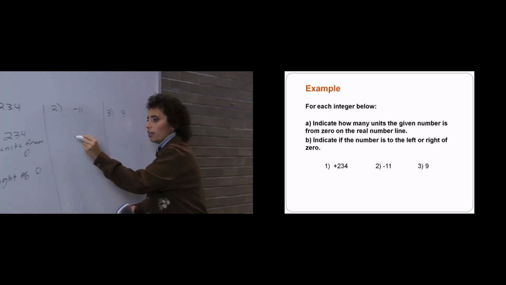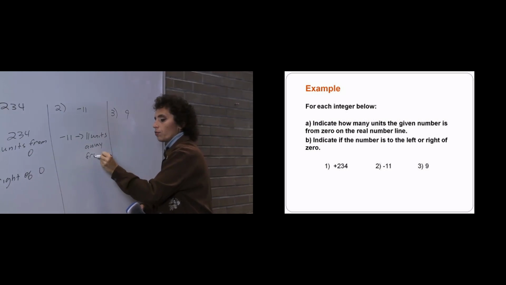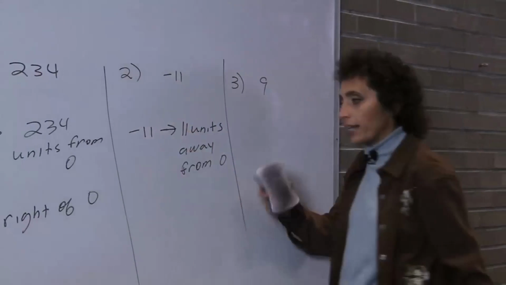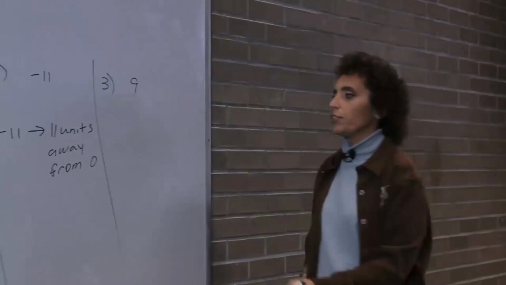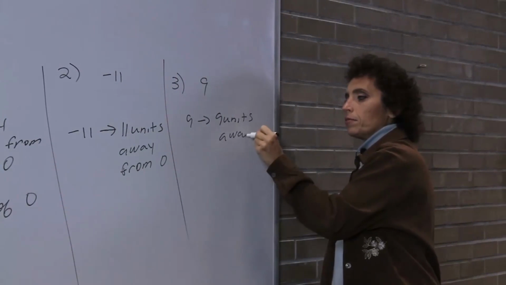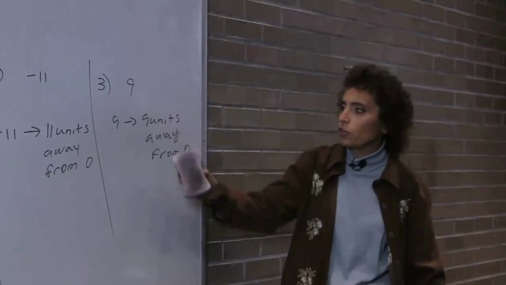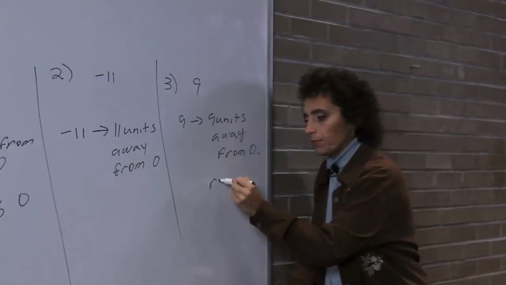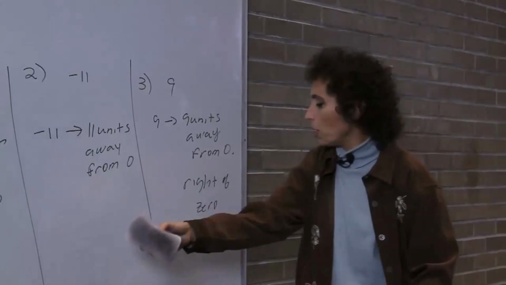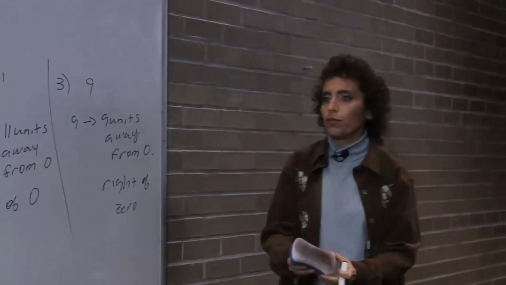Negative 11. Negative 11 is 11 units away from 0. Not negative 11 units, it's 11 units. How many steps do you have to go from negative 11 to get to 0? You have to step 11 steps or 11 units. 9, positive 9, is 9 units away from 0. I forgot the second half of that question. I'm going back. Hold on. Okay, so 9 is 9 units away from 0, and it is to the right of 0 because it's positive. I guess I didn't like the negative guy. Okay, negative 11 is to the left of 0 because it's negative or below 0. Okay, so that's all we want you to do there.